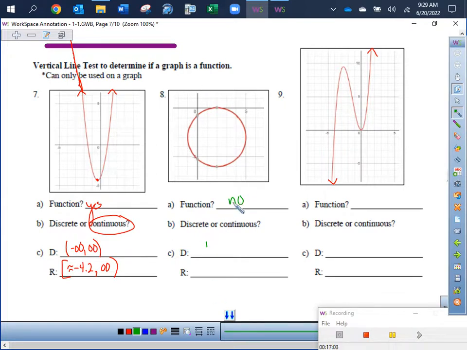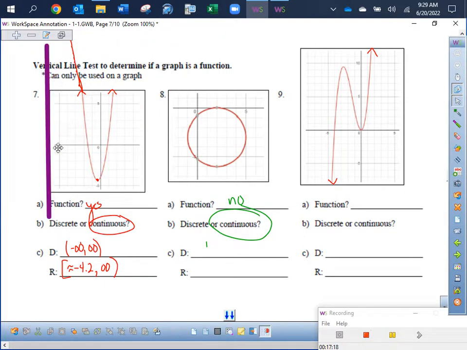We can still answer these questions, though. Is it discrete or continuous? Discrete means it's just a bunch of dots. They didn't connect them together. Continuous means, yep, they connected them all together. So this is continuous. Now let's do the old domain and range with my cool little purple thing.